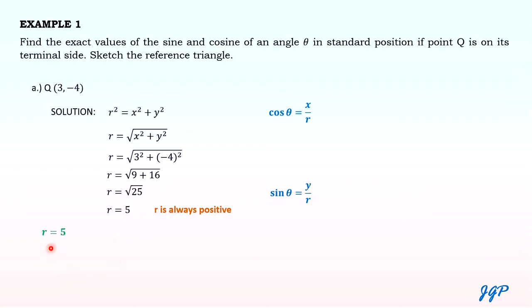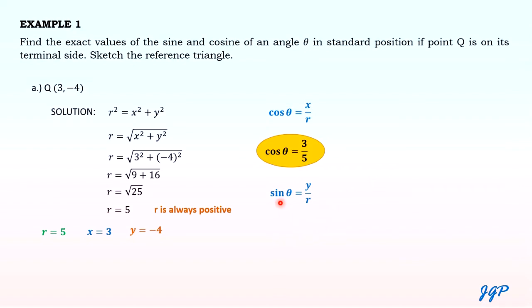So now, we have the value of r is equal to 5, x is equal to 3, and y is equal to -4. So this time, we can now find the value of cosine theta and sine theta. Let's start with cosine theta. Cosine theta is equal to x over r. So we need to replace x by 3, and we need to replace r by 5. So cosine theta now is equal to 3/5. This one is the value for cosine theta.